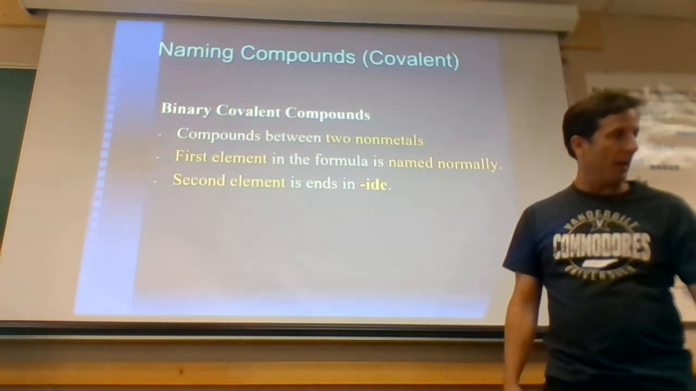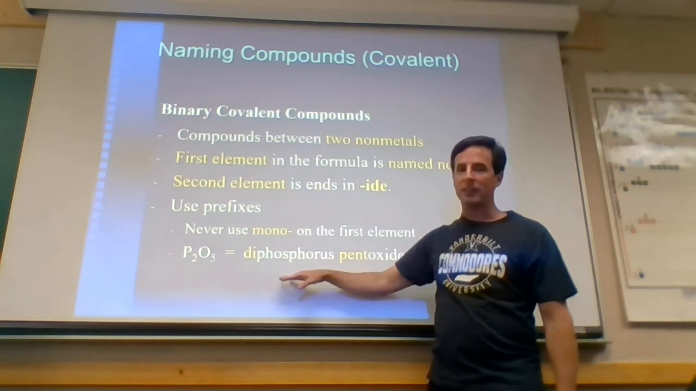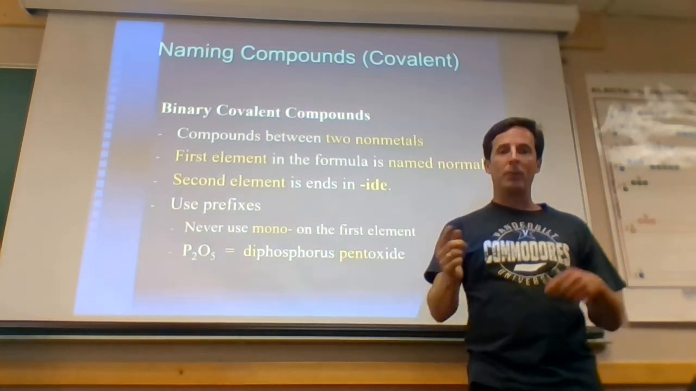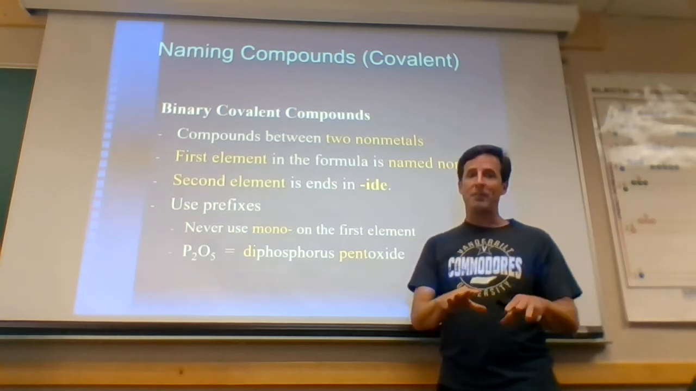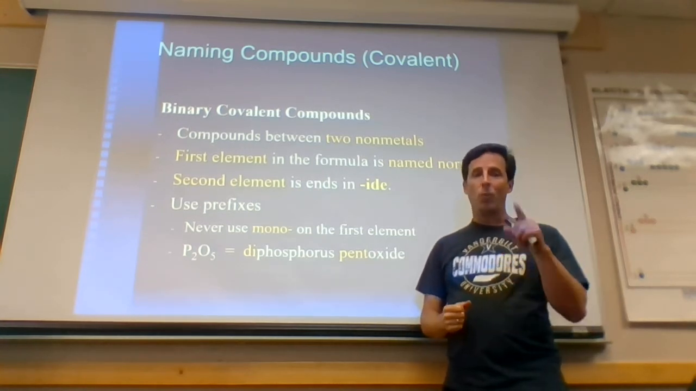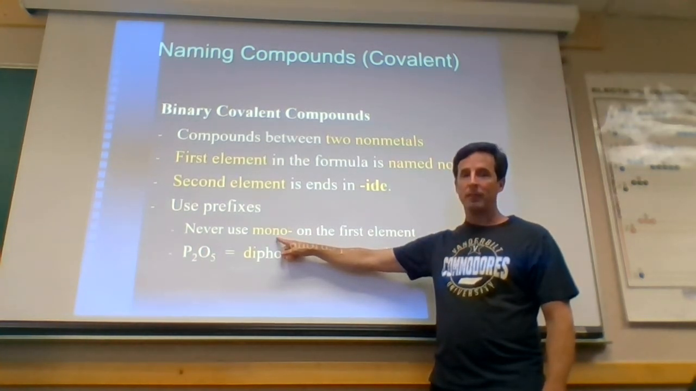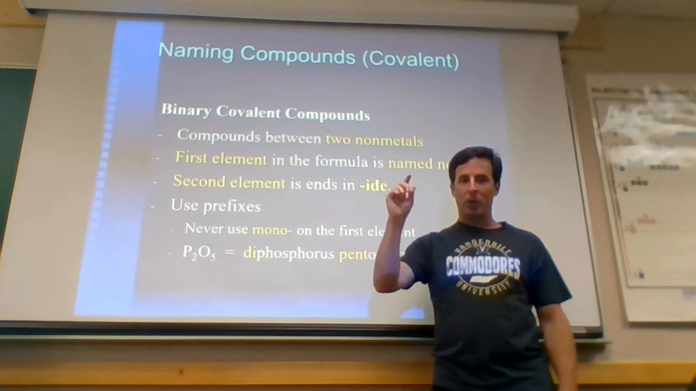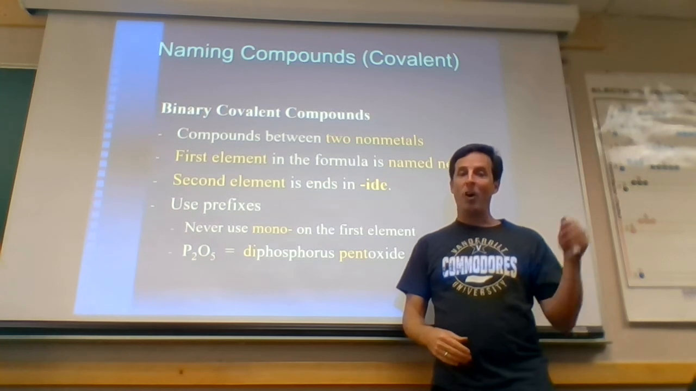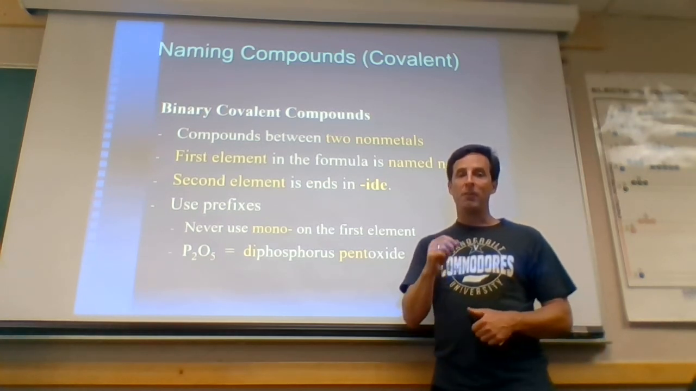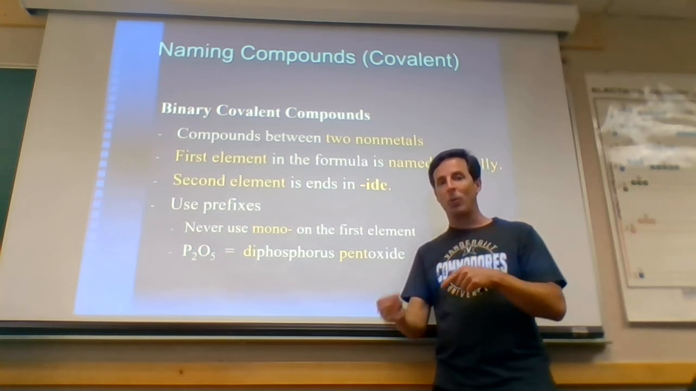All right, so I name the first element, I change the second one to IDE, and then I use the prefixes. You have to know your prefixes from 1 through 10. It's in the book. And then the only time I'm allowed to leave a prefix off, if there's only one of the first element, you don't have to put mono in front. Okay, if the first element, if there's only one, you can leave off mono. But the second element always has to have a prefix, and the first element has to have one if there's not just one of them.